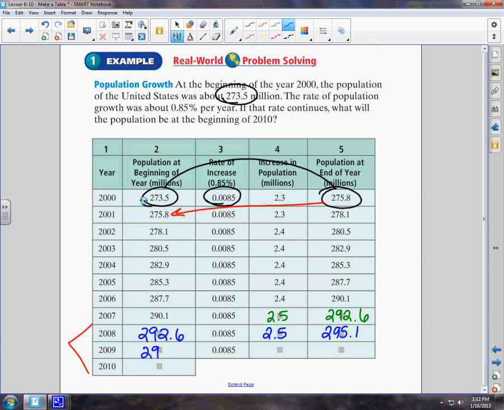So 295.1 times 0.0085 is 2.5 again, and then I'm going to be at 297.6. So the population at the beginning of 2010 is 297.6. And then you're done. That is it for your notes.